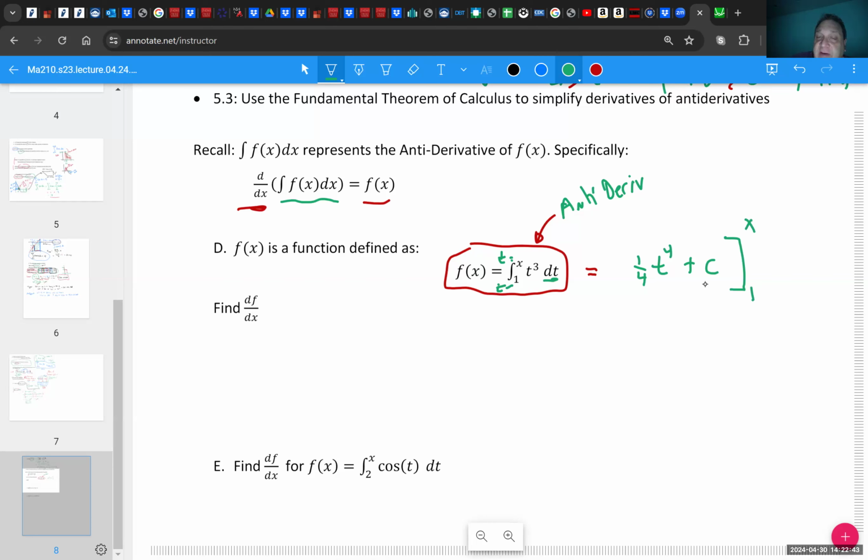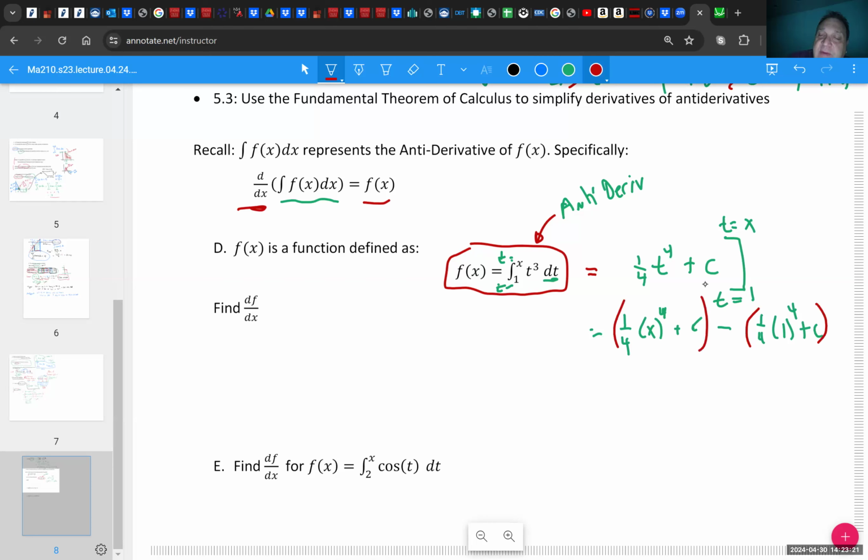And remember, these are t values because our variable here is t that we're anti-differentiating. So our function is using t as its variable. So we plug in t equals 1 and t equals x, and we subtract. We put t equals x in first, so we put the right-hand limit in first. So 1/4 x to the fourth plus c. And then we plug in 1, so minus 1/4 times 1 to the fourth plus c. And let me use some parentheses so I don't get confused.